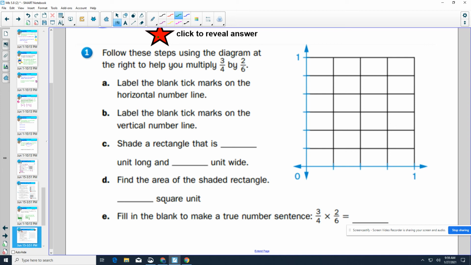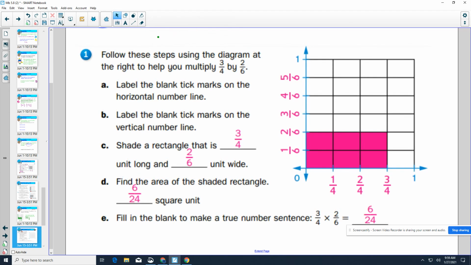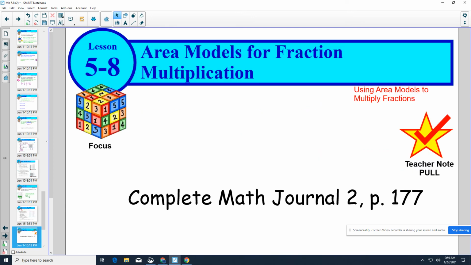Okay, so now let's go ahead and see if your answers match up to what we have. And just like we labeled it, you can see it's a little bit neater than what I did. And in your book, you should be able to use a pencil and write a little bit better than I can on the board there. Okay, so then you're going to pause the video again. You're going to complete Math Journal 2, page 177.